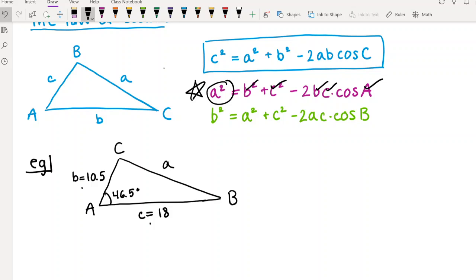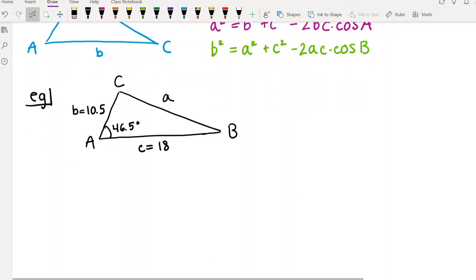And that's the mental check you have to do when you're doing these questions: try to think about what do I know and what am I trying to find, and do I have enough information to find what I'm trying to find? Okay, so let's jump in and use that second form of the law of cosines.